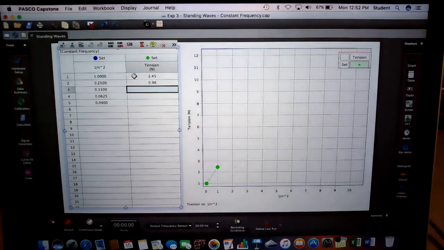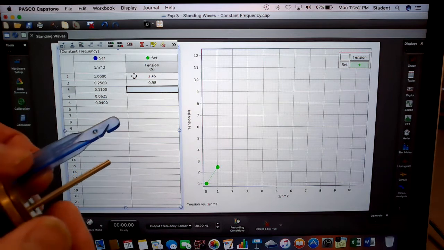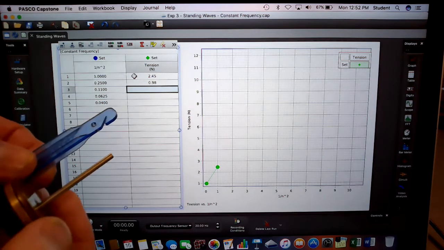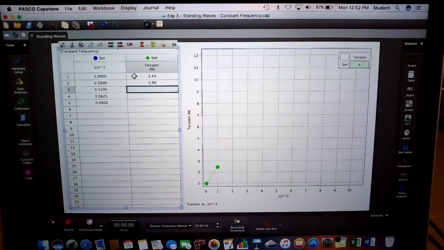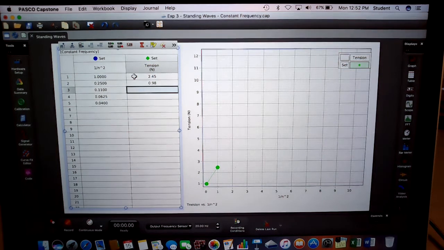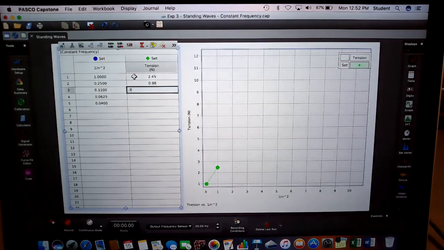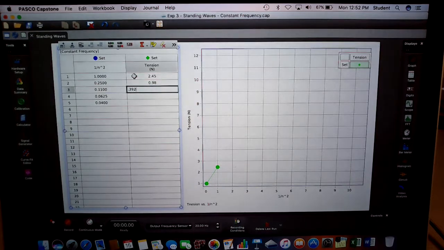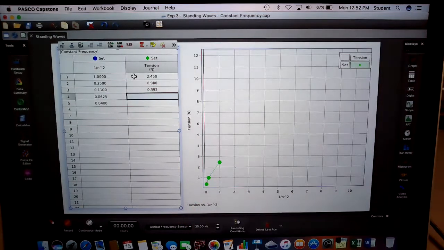Okay, what was my next value? Well, my next value was this little 5-gram holder, and it was holding on it a 20, a 10, and a 5-gram mass. So that's pretty easy too. That comes out to 40 grams, or 0.04 kilograms. So 0.04 times 9.8 is 0.392. I'm going to put this in, and hopefully we're going to get a nice straight graph. And it's all right. It's not terrible.